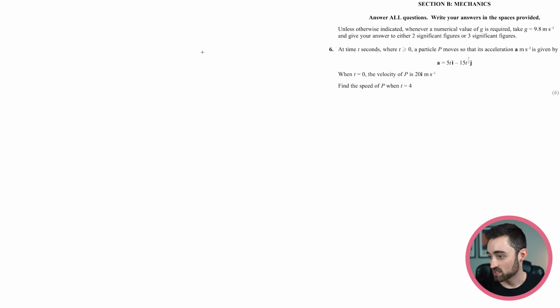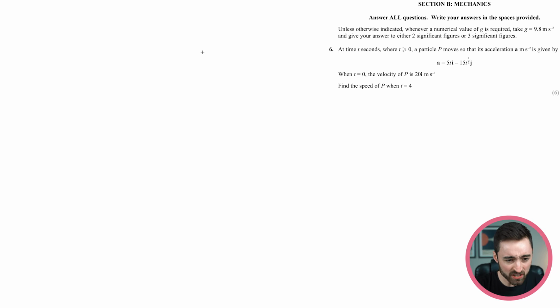At time t seconds, where t is greater than or equal to 0, a particle P moves so that its acceleration a, which is bold, which means it's a vector, is given by 5t i minus 15t to the half j. When t is 0, the velocity of P is 20i. Find the speed of P when t equals 4. Okay, couple of things popping off here, isn't there?